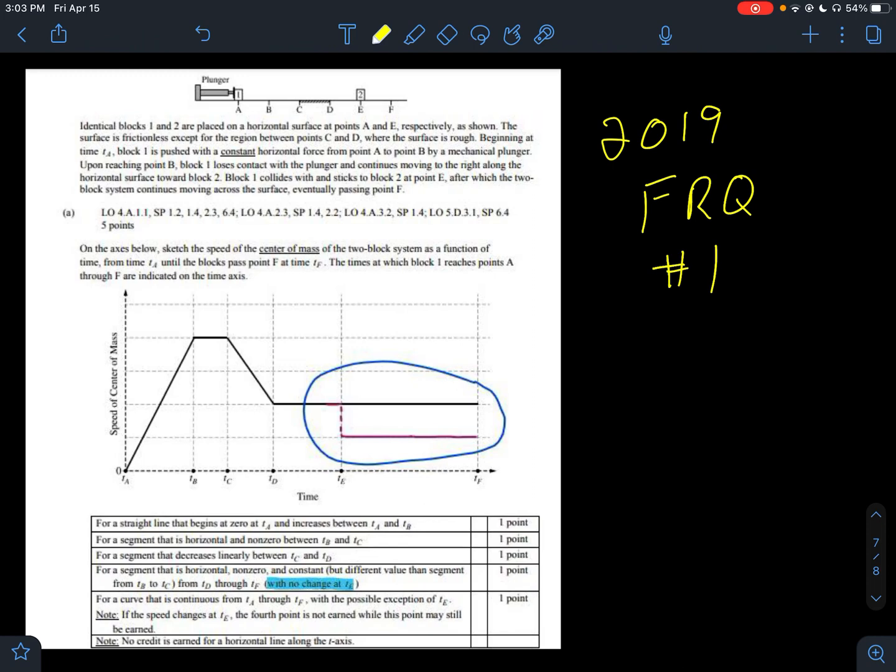when going through it, it looks like, as you can see here, the speed of the center of mass of this two block system. So basically you just have this little plunger up top that hits block one, that goes along, slows down at CD and hits block two, and you have to graph this. So we would see that there is an acceleration of block one when it gets hit by the plunger.